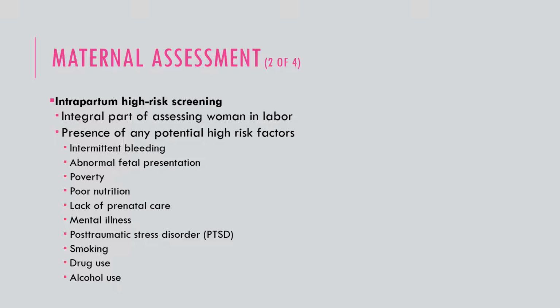Intrapartum high-risk screening is also an integral part of assessing the woman who is in labor. We need to know if she's had periods of bleeding, what position the baby is in. Again, that information you can get from ultrasound reports and from prenatal records. You can also do Leopold's maneuvers to try to determine the position the baby's in, and a lot of the times the mom can tell you.